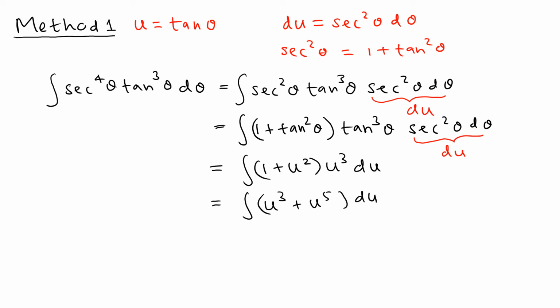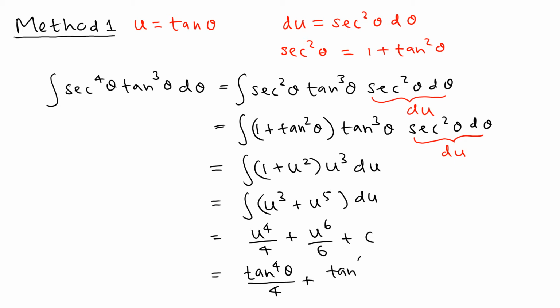Now we can integrate term by term. It's going to be u to the 4th over 4 plus u to the 6th over 6 plus c. Since we know that u equals tan theta, we substitute back into tan. So this is going to be tan to the 4th power theta divided by 4 plus tan to the 6th power theta divided by 6 plus c. So that's how you integrate using the first method.